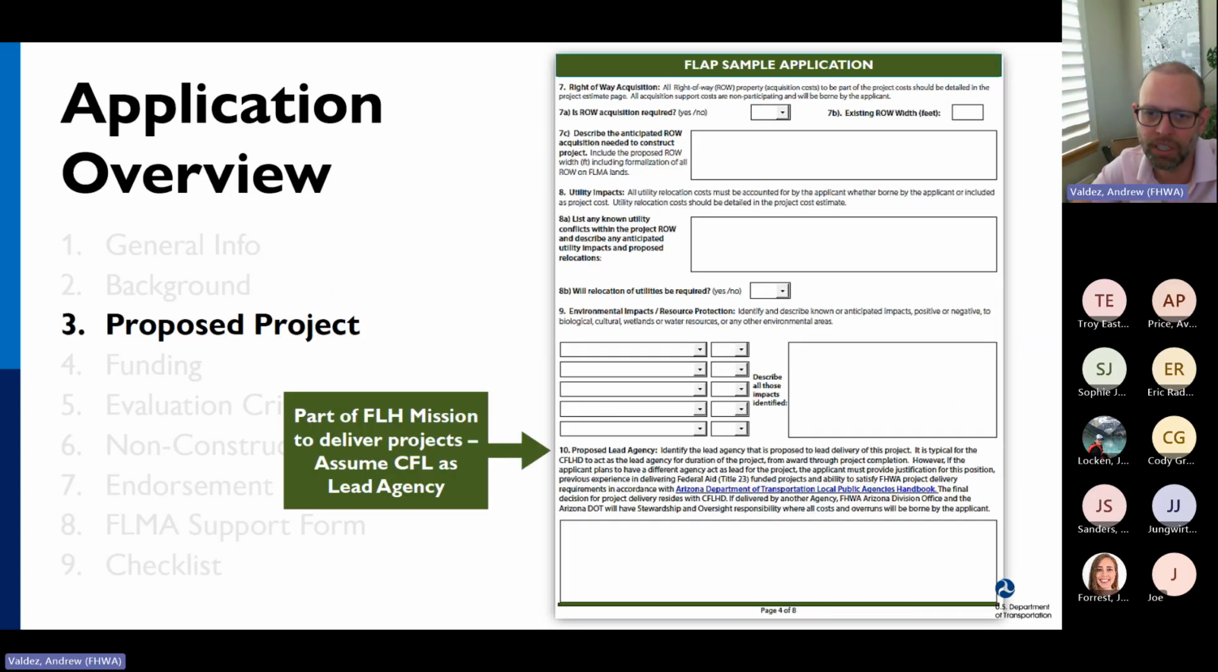The next page is right-of-way, utility, and environmental considerations. Again, it's okay if you don't have all this information when you submit. If we get to the point of sending a scoping engineer, they'll flesh out all these details during the scoping visit. And this is also where you'll indicate the proposed lead agency. Again, this is typically Central Federal Lands, unless there's a compelling reason for another agency to assume the project.